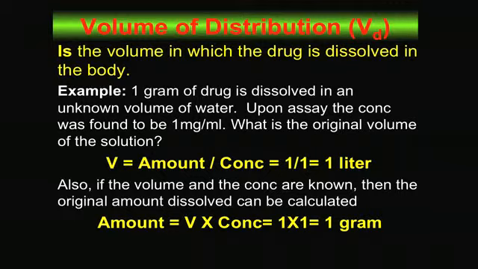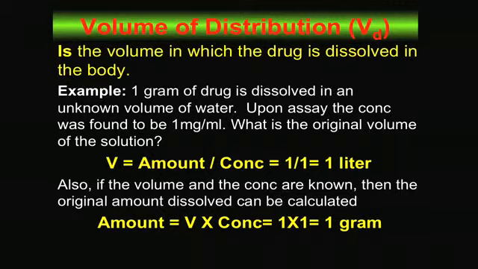Volume of distribution, we mentioned that a little bit earlier. That's the volume in which the drug is dissolved in the body. So for example, 1 gram of drug is dissolved in an unknown volume of water, and the concentration is 1 milligram per milliliter. What's the original volume of the solution? You can do volume equals amount divided by concentration, 1 over 1. So the volume there is 1 liter. So you can calculate all of these things.